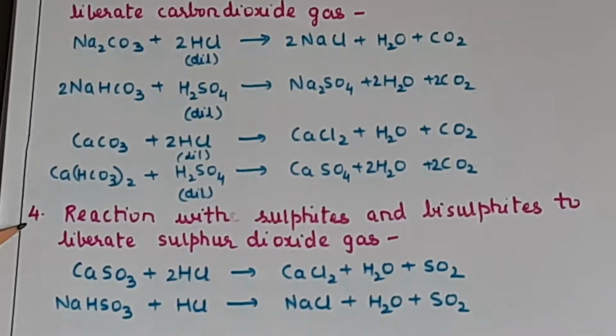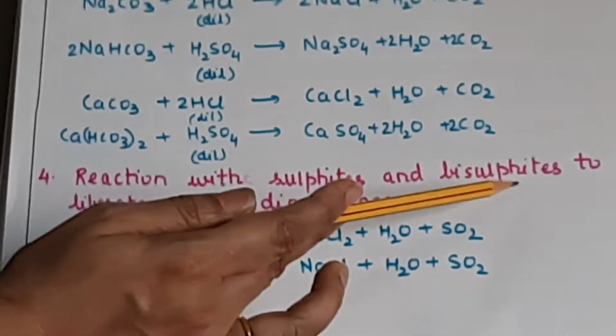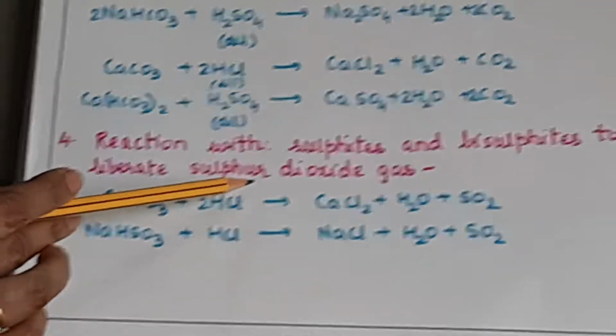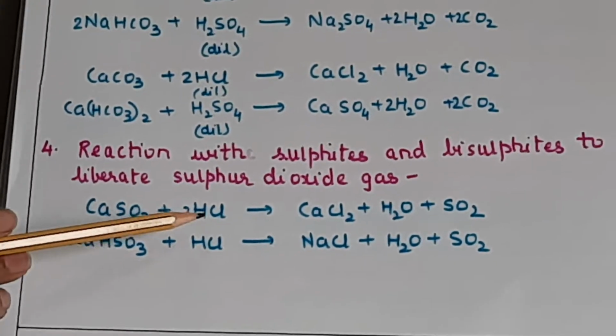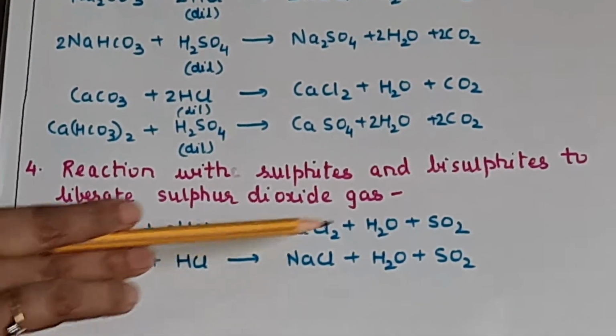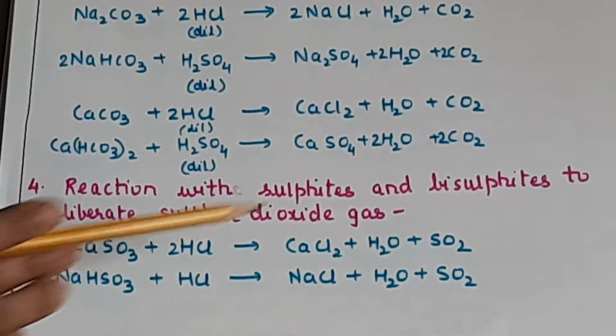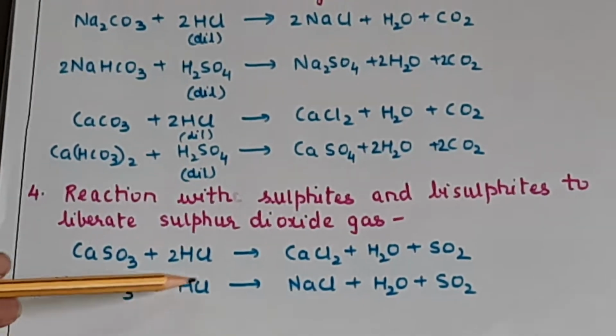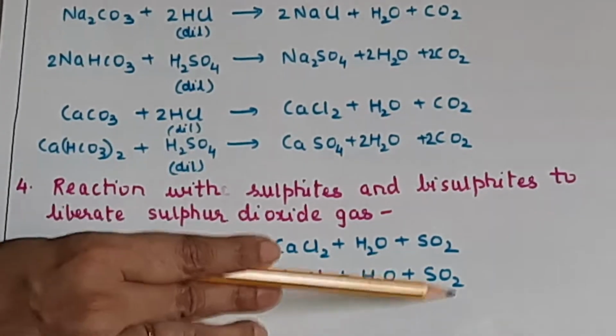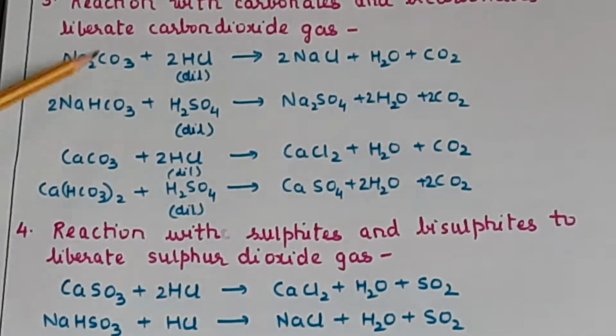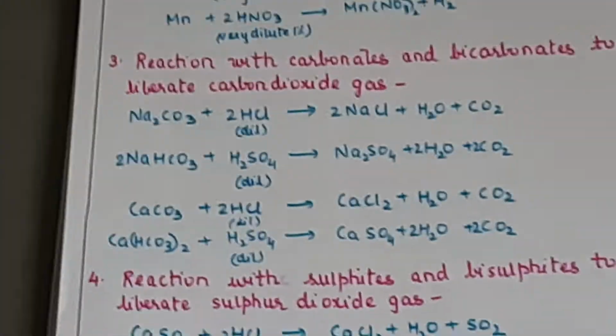Then the fourth one is reaction with sulfites and bisulfites, which will give you sulfur dioxide gas. So CaSO3 plus 2HCl will give you CaCl2 plus H2O plus SO2. Sodium bisulfite plus HCl will give you NaCl plus H2O plus SO2. Okay, clear? Now we will have a look at the next part.